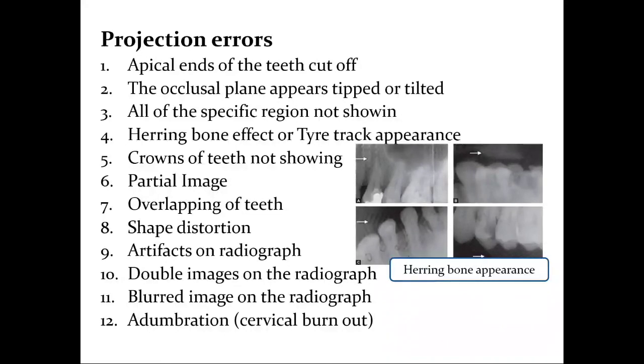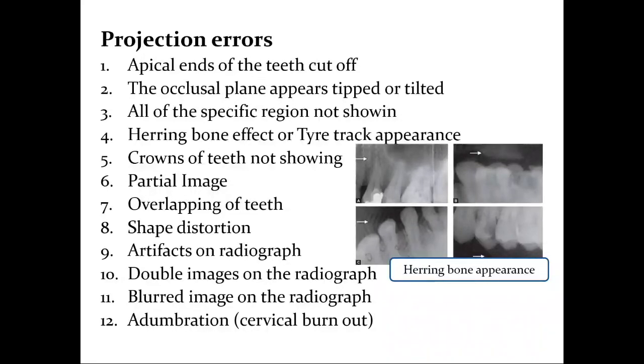Then in the projection errors, you have the crowns that are not shown, the partial images. What is the reason for the partial images? It can be caused when your tube head is not sufficiently positioned, or it is positioned in such a way that your film is also positioned improperly, where it is not coinciding with your tube head itself. So it can lead to a partial image.